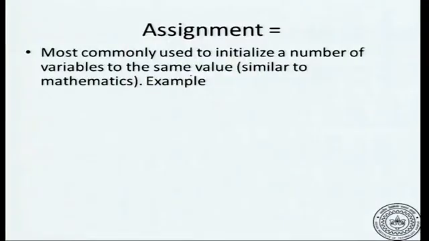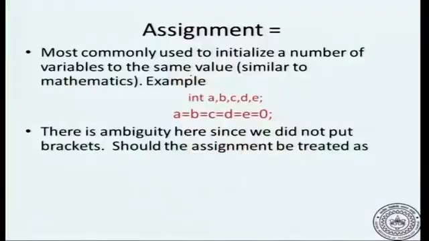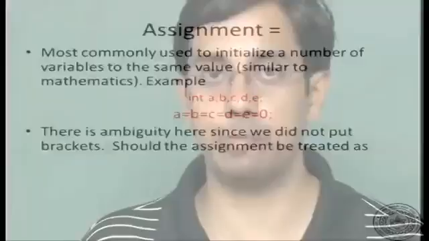So when evaluating this expression, two variables are assigned their values. One is B, which is assigned the value 10, and the second is A, which is also assigned the value 10. The assignment operation can be used to initialize a number of variables in one shot. For example, if I write a statement like A equal to B equal to C equal to D equal to E equal to 0, what does this mean? Now there is some ambiguity here, because we do not know which order to evaluate this. Should we evaluate from left to right? Should we evaluate from right to left?